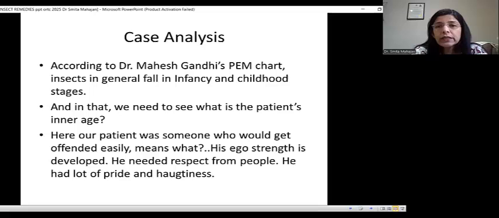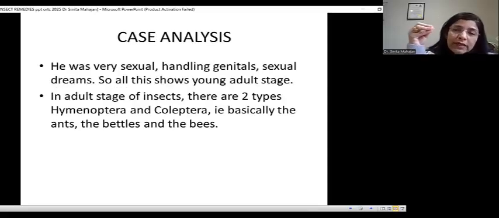So according to Mahesh Gandhi sir's chart, insects in general fall in infancy and childhood. And in that, we need to see what was the patient's inner age. Here our patient was someone who would get offended easily. That means his ego strength was well developed. That means he needs respect. So he has a lot of pride and haughtiness. So where do we see this? So insects basically are infancy and childhood. So their stage is infancy and childhood.